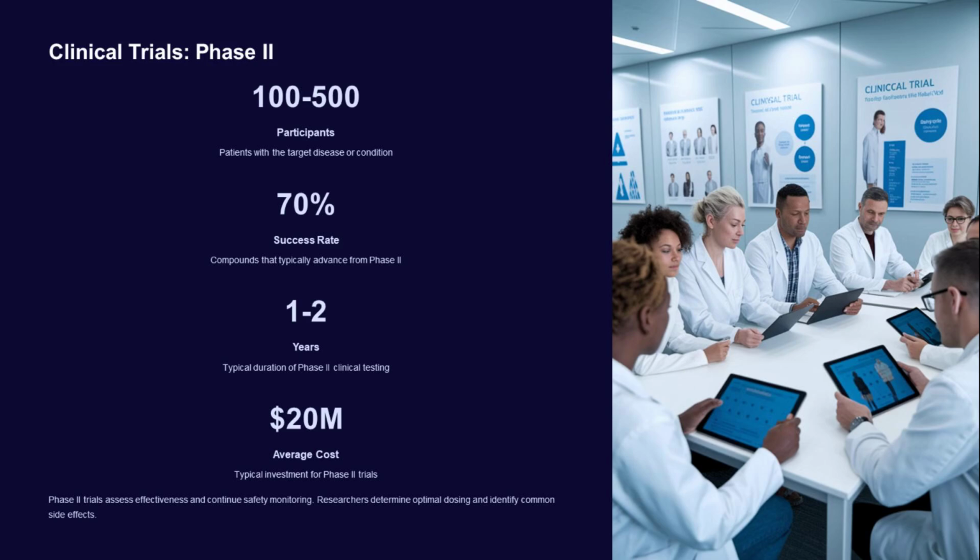Phase 2 clinical trials involve 100 to 500 participants with the target disease or condition. These trials assess effectiveness and continue safety monitoring, determining optimal dosing and common side effects.